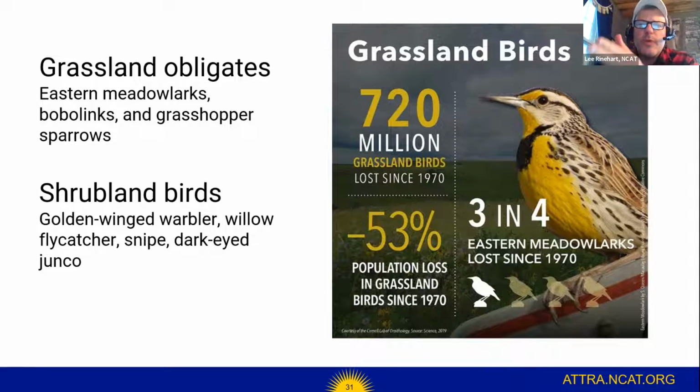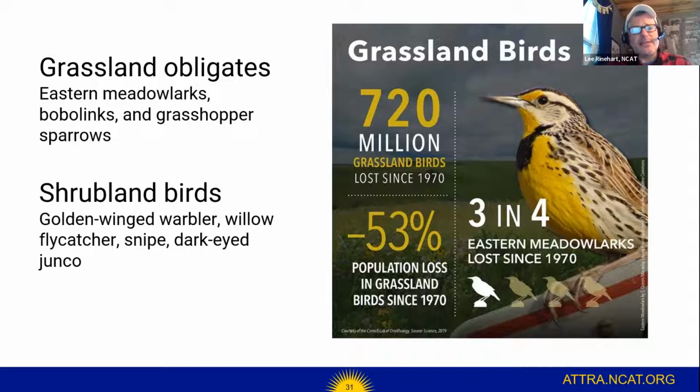So with birds, we have several different kinds of birds out there. We've got grassland obligates that nest directly on the ground, they're in open grasslands. And these include birds like the eastern meadowlarks, the bobolinks, the grasshopper sparrows, things like that. And we have shrubland birds, and they nest off the ground in low-lying vegetation, like in woody shrubs or places where there's sturdy wildflowers. And these can be things like the golden-winged warbler or the flycatcher, snipes, the dark-eyed juncos, things like that.